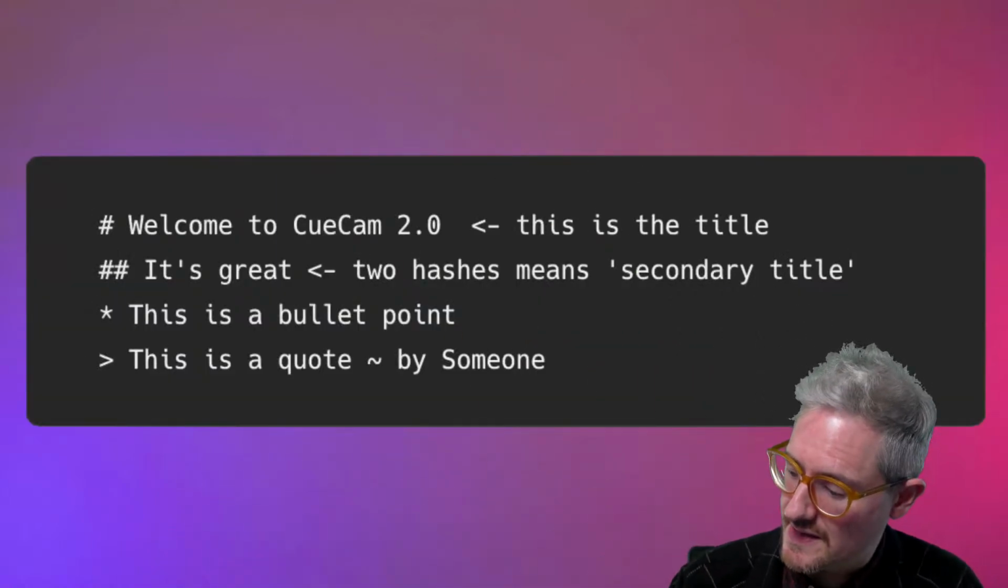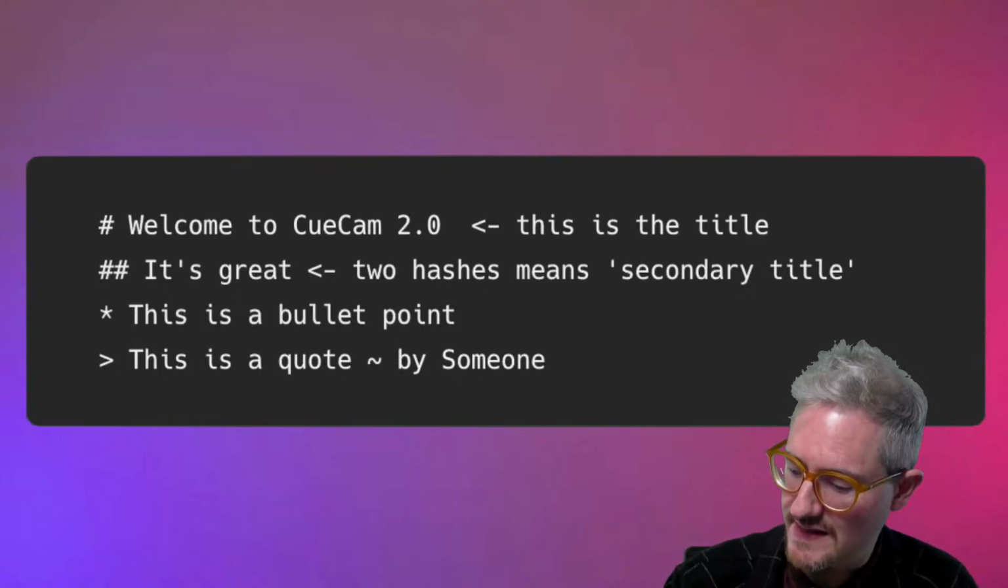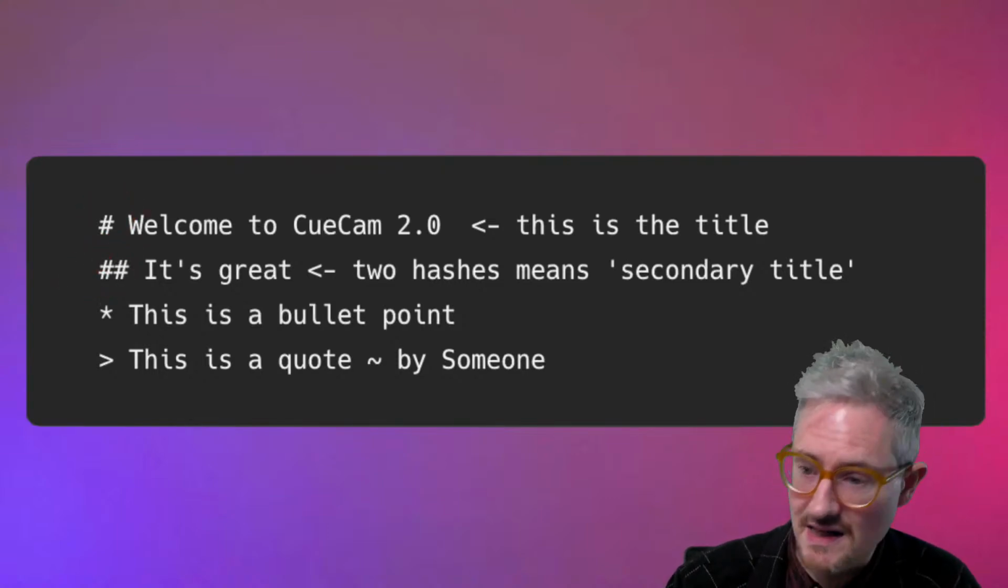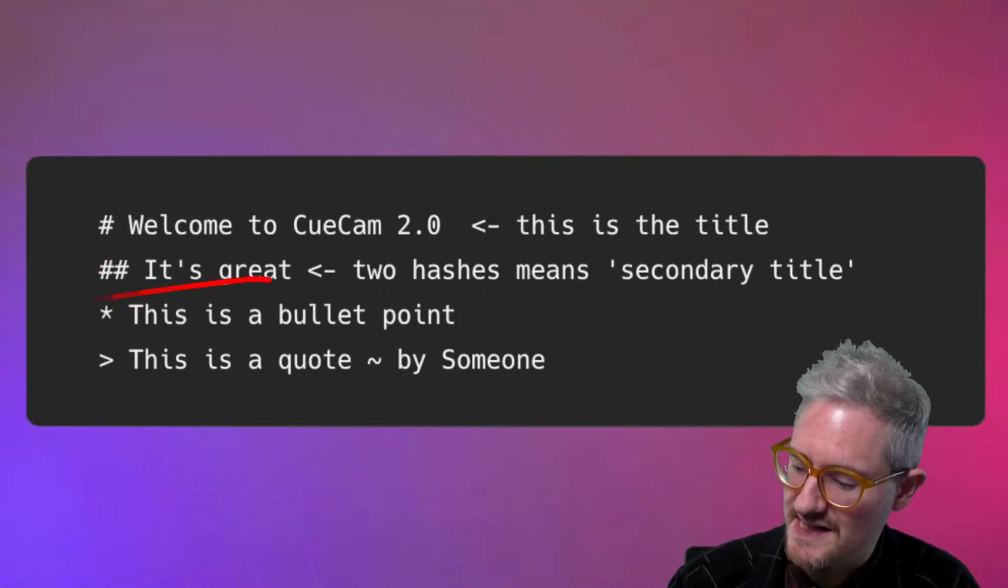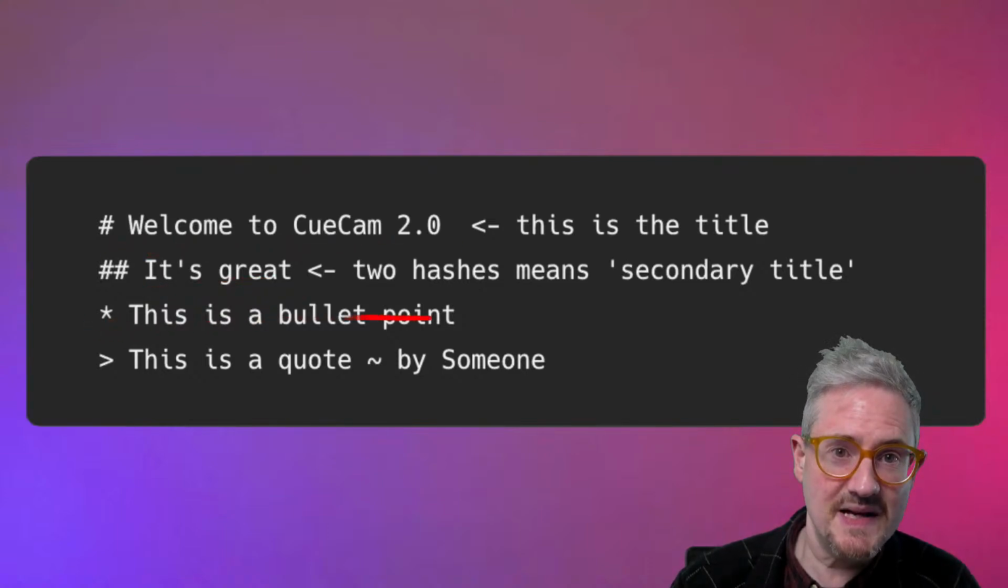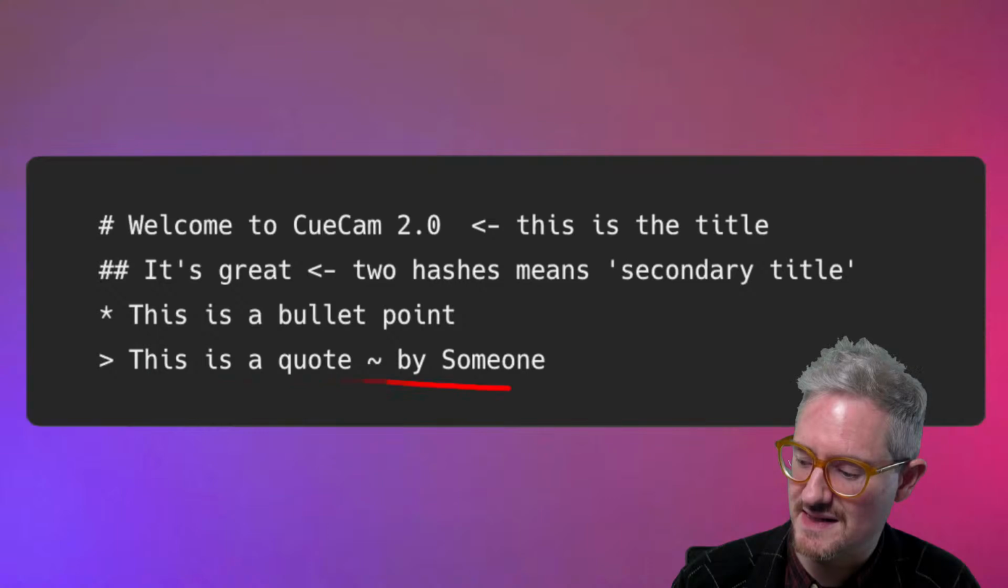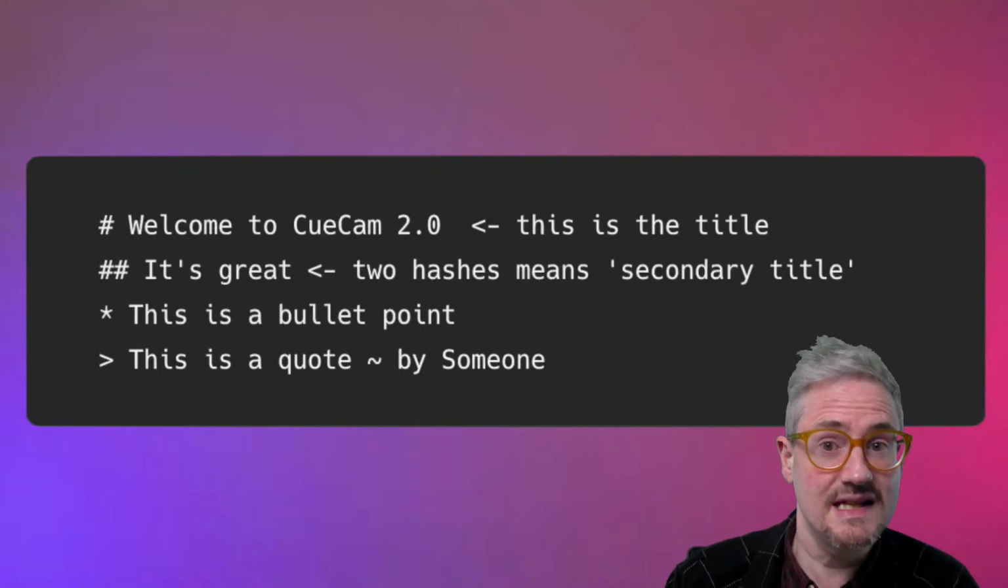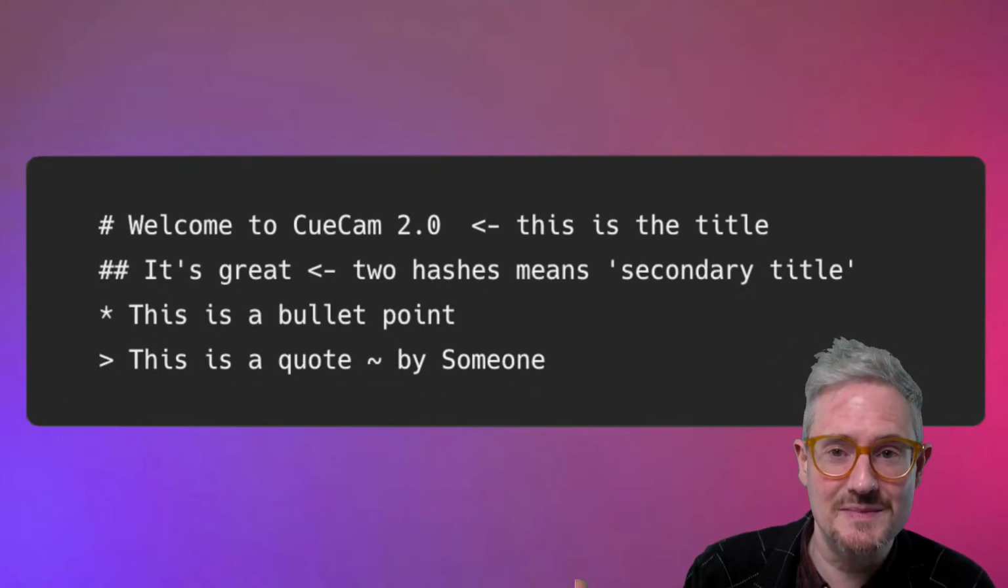So you'd have these hashes that mean title. So that means, okay, this is a title, a secondary title. This is a primary title, a little star and a space is a bullet point, and then there's some other things. There's quite a few other different things that you can do. So it's a standard that's adopted by developers.